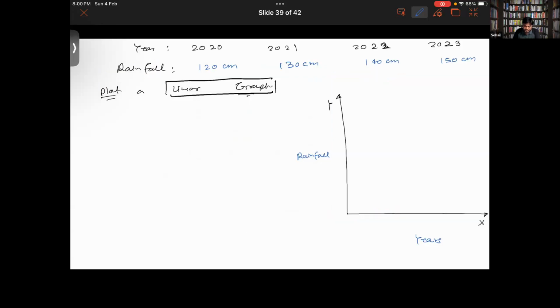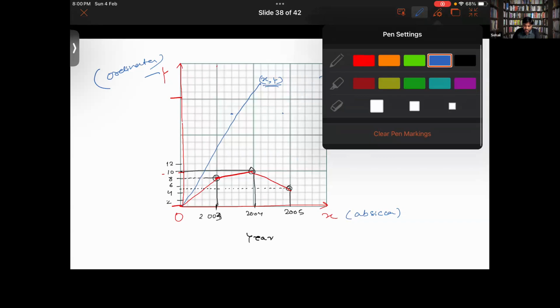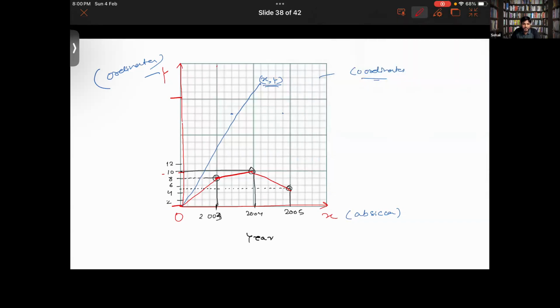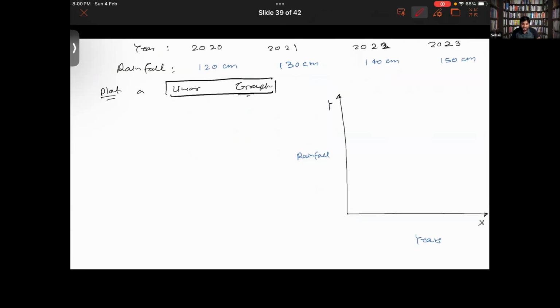The main issue students face is how to take the division. You have to look at the values here. For example, here we have got very simple values: 120, 130, 140, 150. So we have to arrange them like this. But you can't start by taking divisions like 1, 2, 3, 4, 5. No, that is not practical. Because on the y-axis you have to show rainfall, and look at the values. The first value is 120.